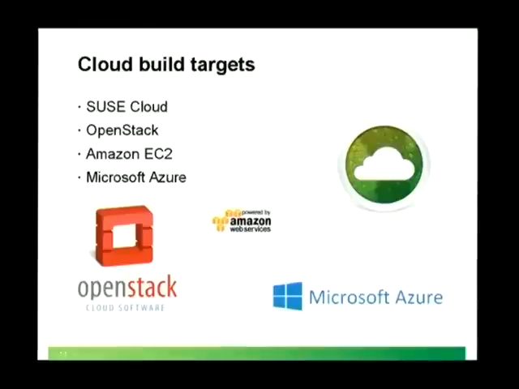We also added new cloud build targets. That means that you can build images and appliances for SUSE Cloud. You can build that for EC2. You can build that for Microsoft Azure and for OpenStack. For some of these platforms, it's not just about support of building those formats, but it's also about support for deploying those formats.